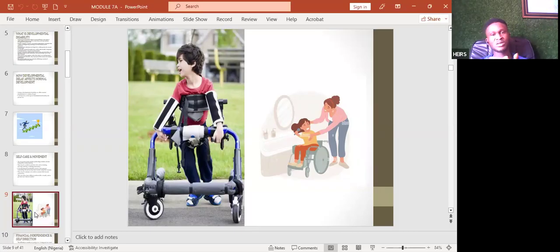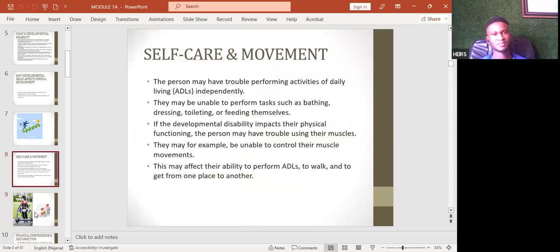Let's assume the child is 6 years old. He should be able to perform those tasks I just mentioned. But due to the developmental disability, those activities have been impaired. Those functions have been impaired. He can't perform those tasks. So we say they may be unable to perform tasks such as bathing, dressing, toileting, and feeding themselves, as listed.